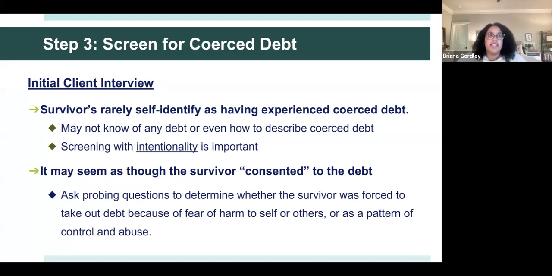It also may seem to the survivor as though they consented to the debt. And this is when we're talking about coerced debt and the coercion piece. If a survivor does know about a debt, but they were forced to take it out through threat, fraud, or coercion, then it's not effective consent, but a survivor may not understand that difference.